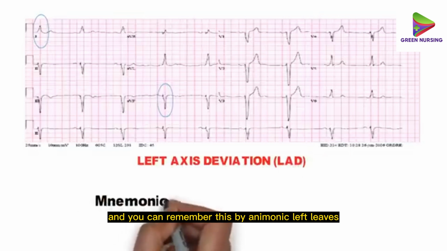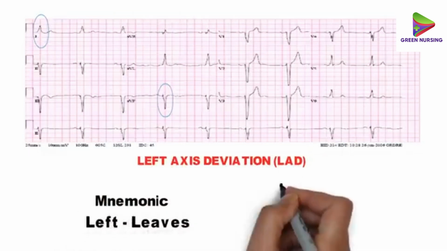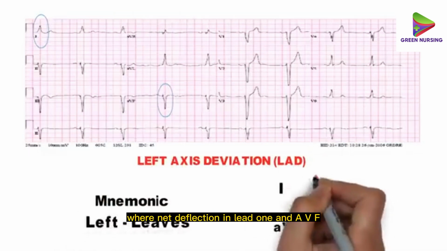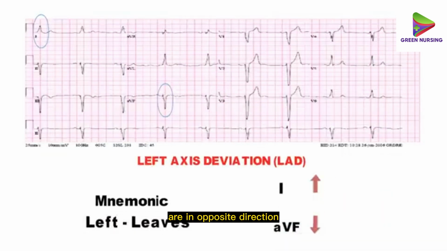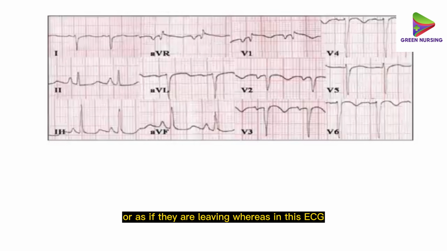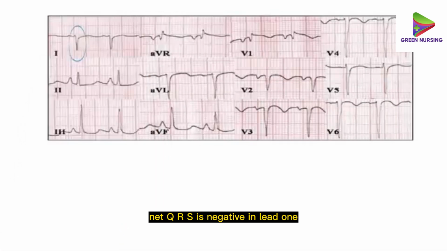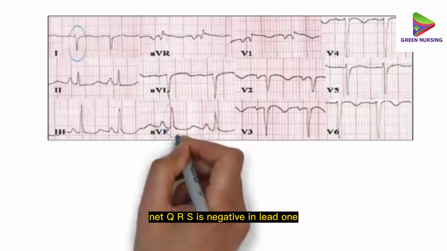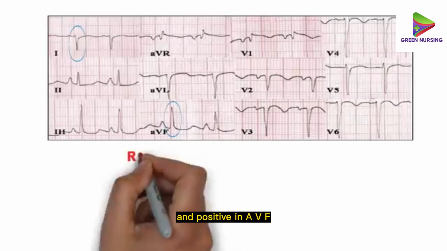And you can remember this by the mnemonic 'left leaves', where net deflections in lead 1 and aVF are in opposite directions, as if they are leaving, whereas in this ECG, net QRS is negative in lead 1 and positive in aVF.